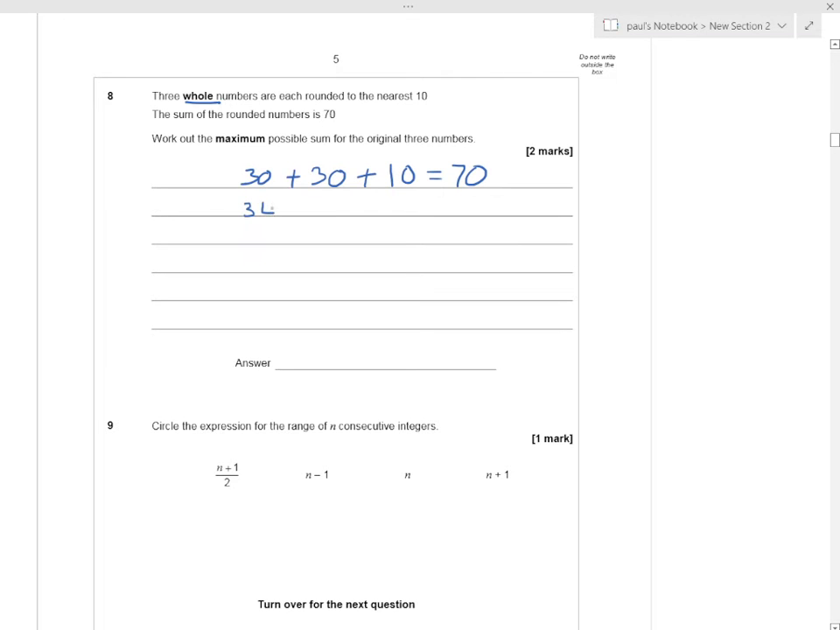So that would be 34, could round down to 30, 34 and 14. And add those three together and you get 82. What happens if we chose different numbers?